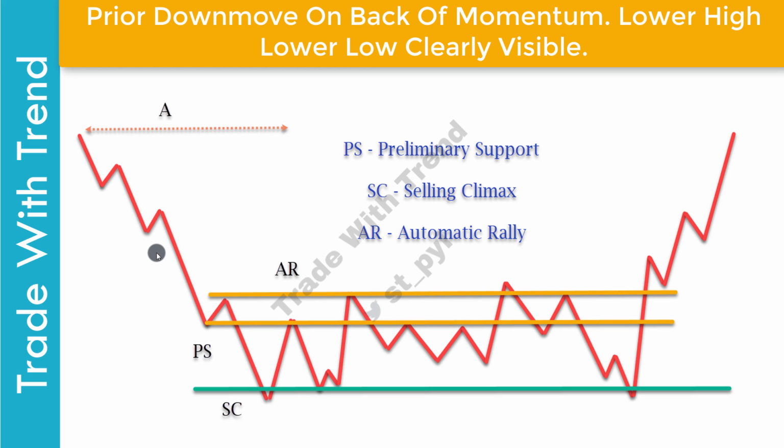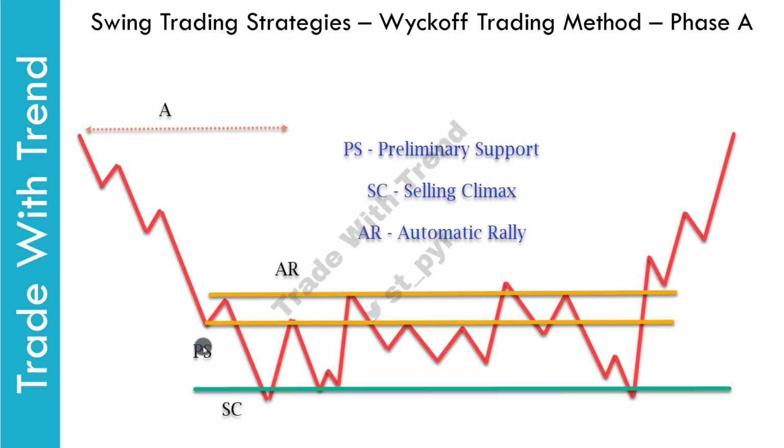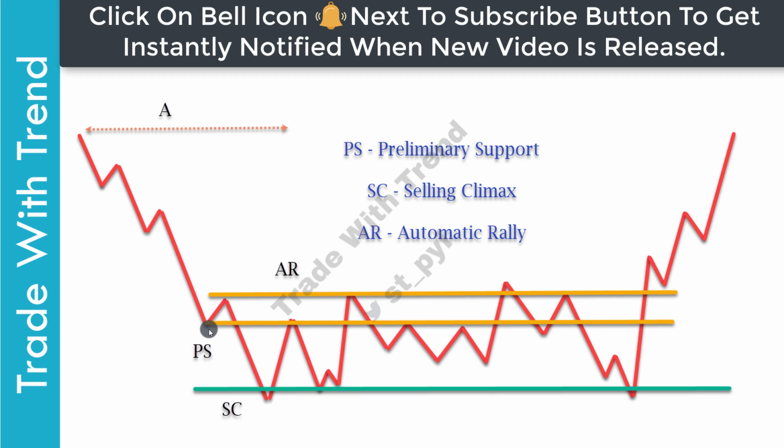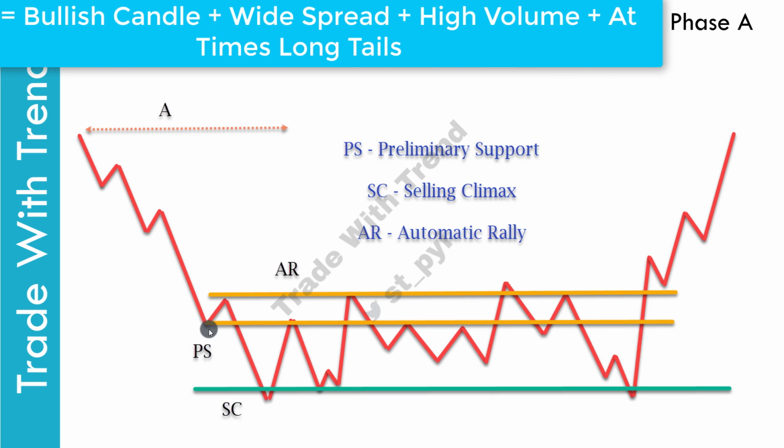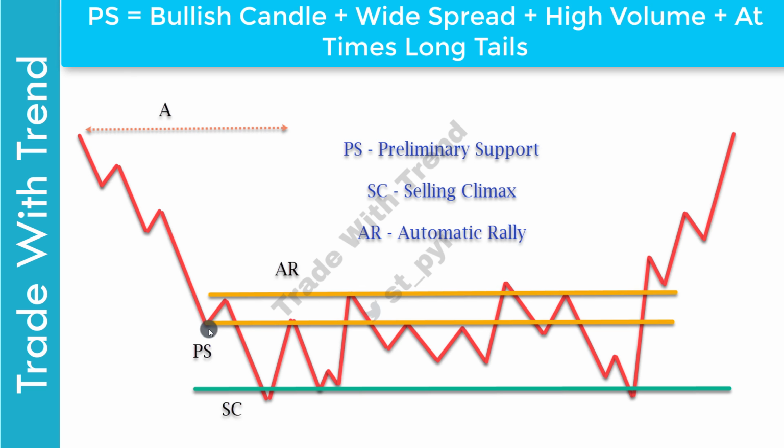During this phase, the first sign of preliminary support shows up, which is marked as PS. Now PS means preliminary support. I will be using this term throughout the video. This support is typically in the form of a bullish candle that is high on volume and has a wide spread. Candles during the PS phase usually have long tails. So this is the first sign that the down move may be ending.